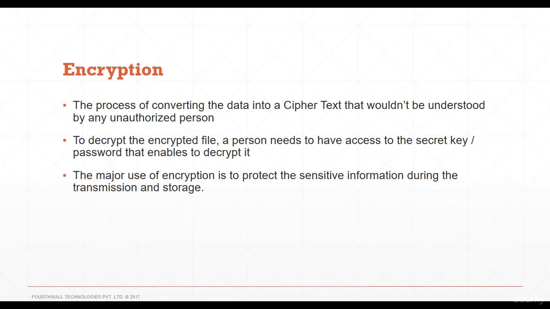So what exactly is the encryption? It is the process of converting the data into a ciphertext that wouldn't be understood by any unauthorized person. To decrypt the encrypted file, a person needs to have access to the secret key or the password that enables them to decrypt it. The major use of encryption is to protect the sensitive information during the transmission and storage.